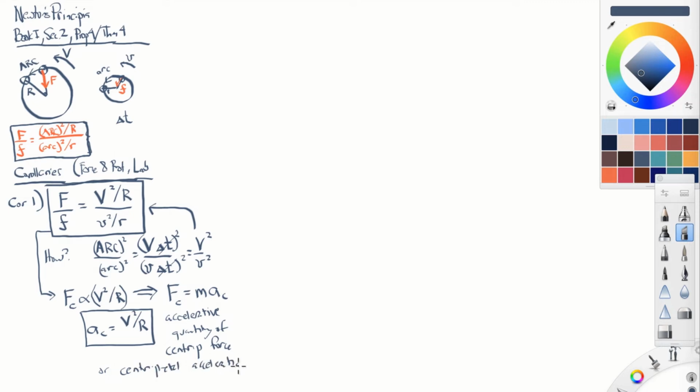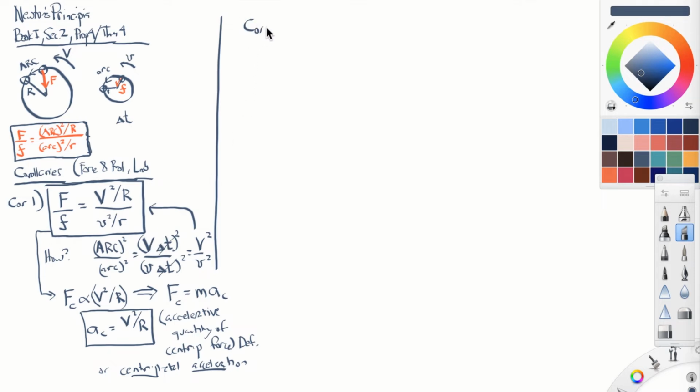This is what we call it nowadays, the centripetal acceleration, A sub c, but Newton called it the accelerative quantity of centripetal force. This was back in his definitions. You might recall in the definitions at the very beginning of Book 1, he talked about this accelerative quantity of centripetal force. This is what he's mentioning here, okay? So these are going to be good things to keep in mind. All right, that is Corollary 1.